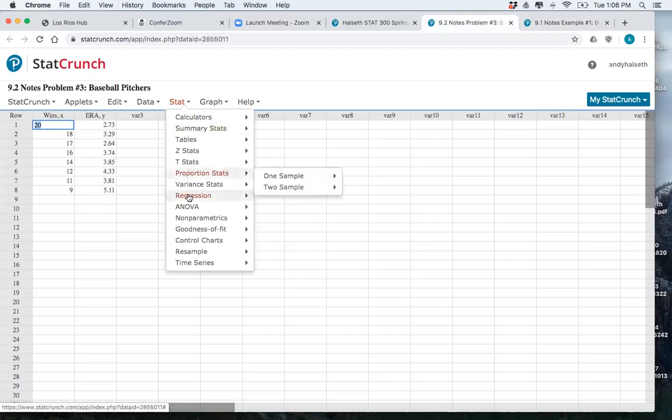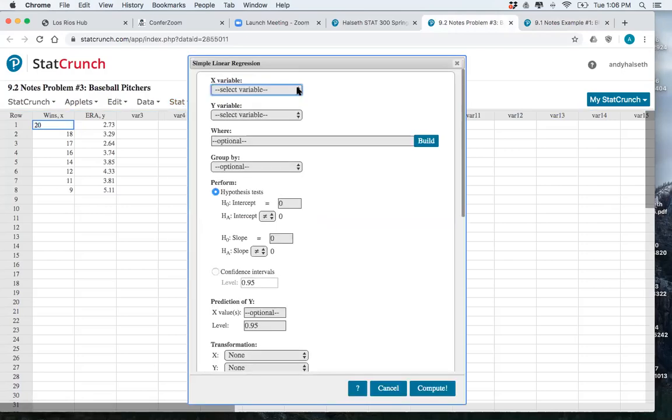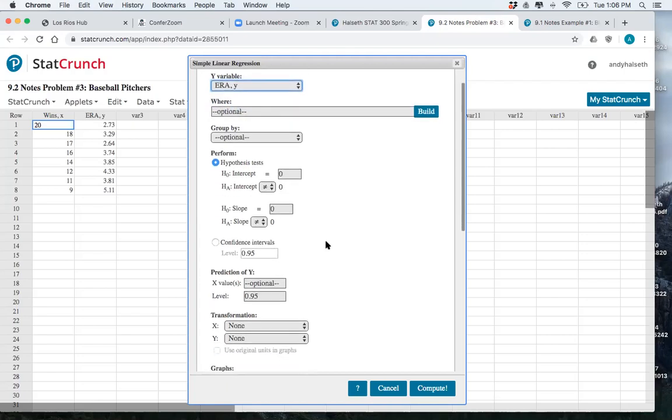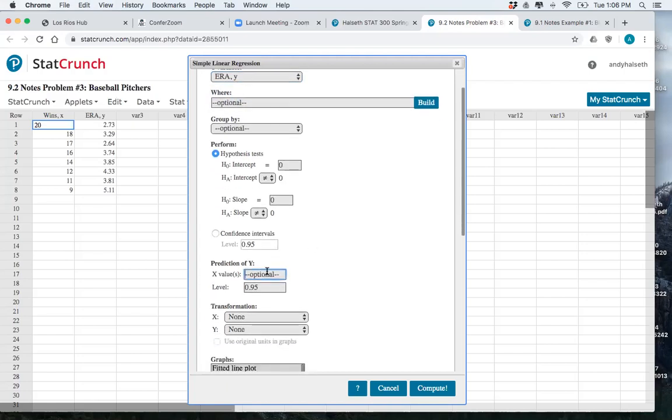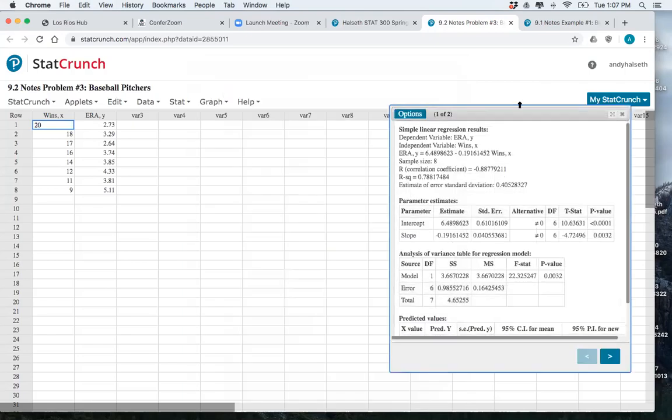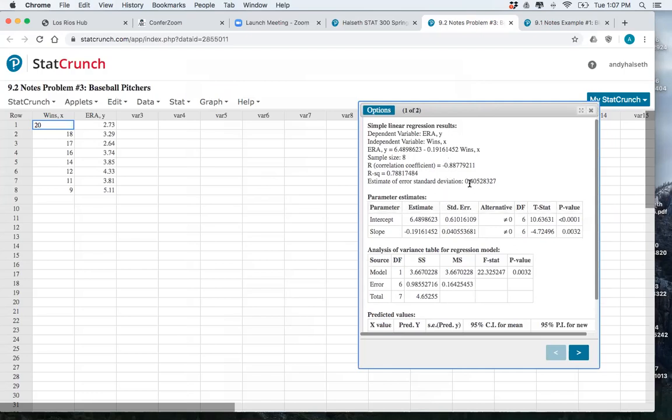So stat, regression, simple linear. My X is the wins. My Y is the ERA. I've got some predictions. So I might as well throw those in there for part C. There's a 19. There's a 10. The 5 is too low. It's outside the reasonable range of data because the lowest number of wins is 9. So that one's not meaningful, but I could do the 19 and the 10. Okay, this will give me all of the information now that I need for this problem.